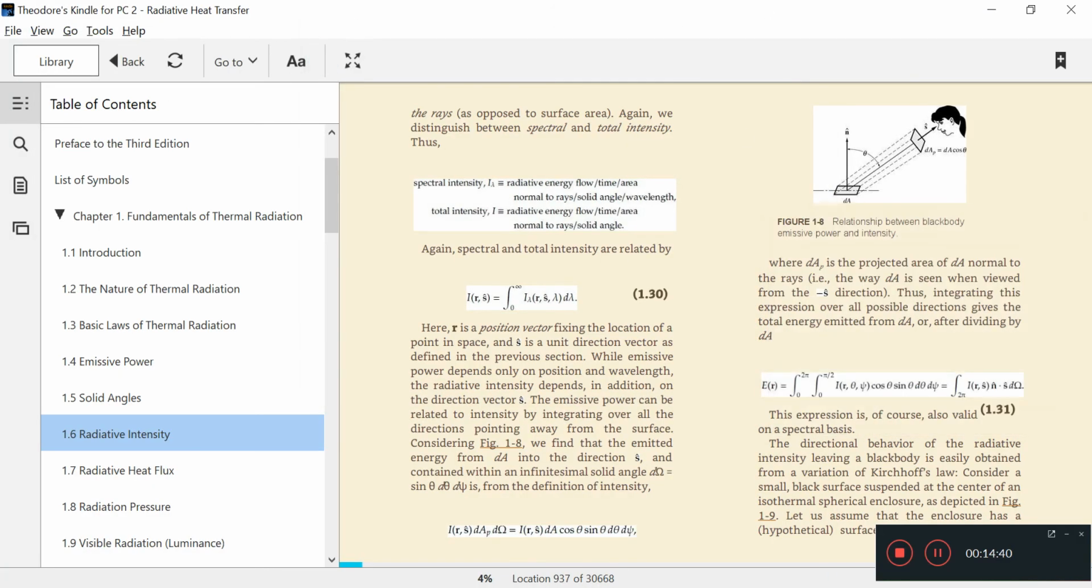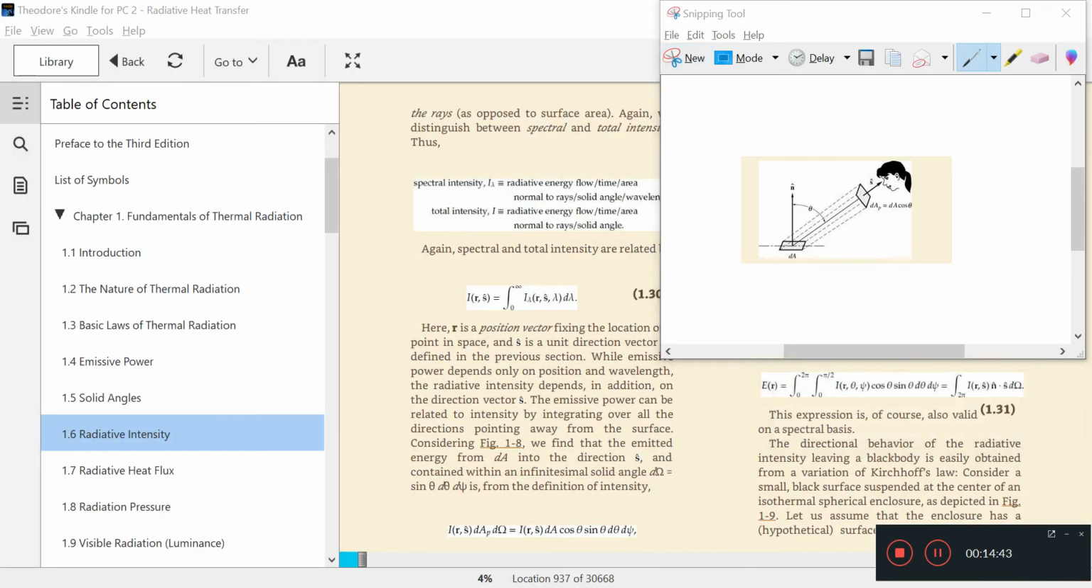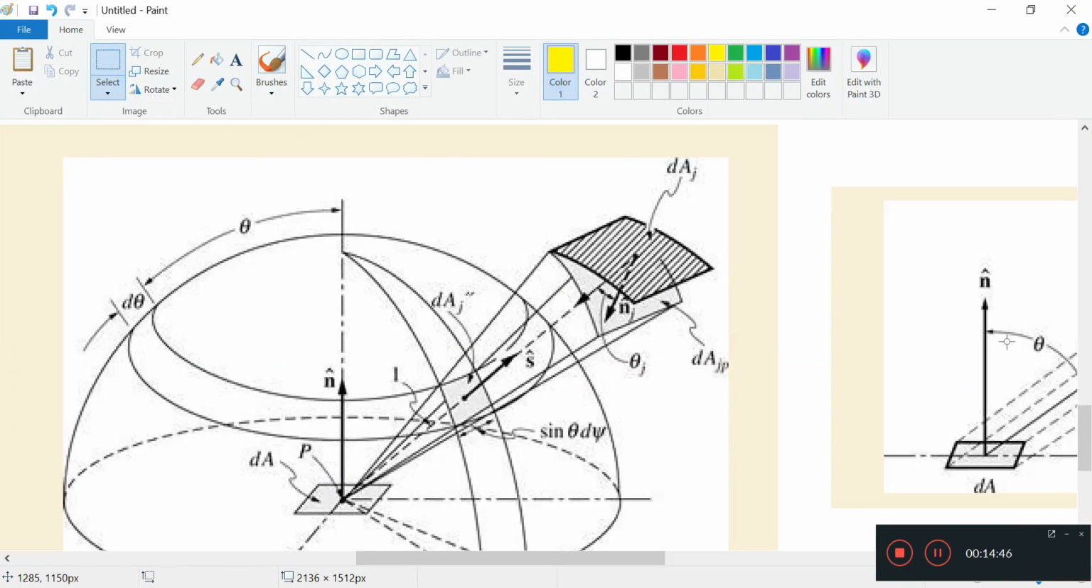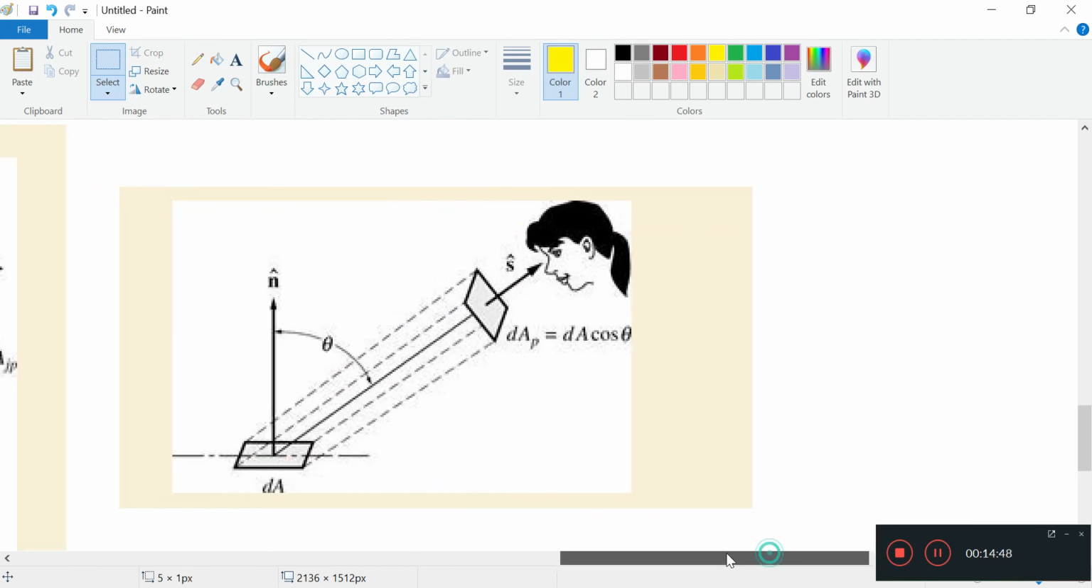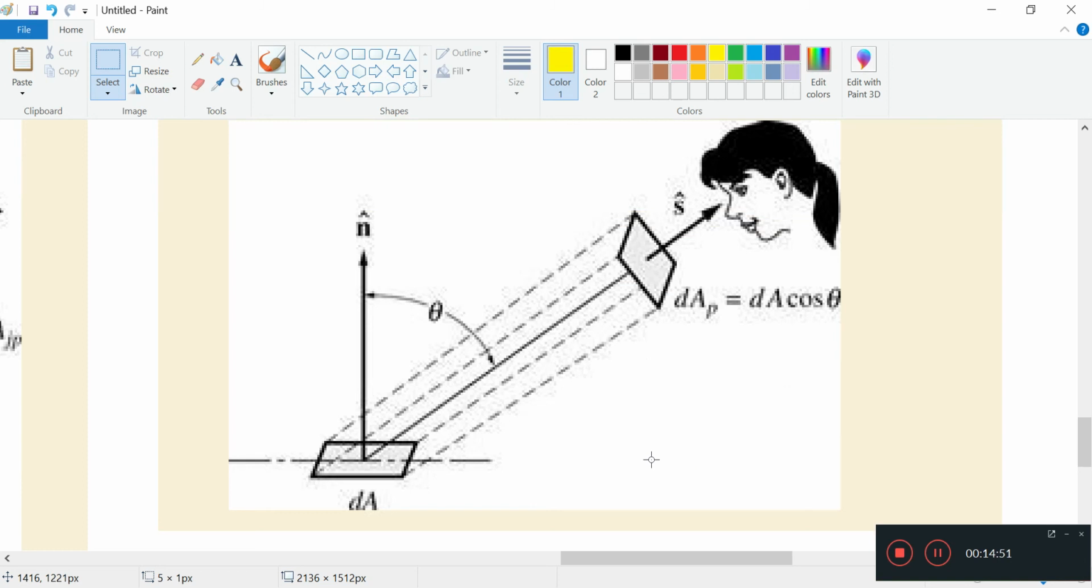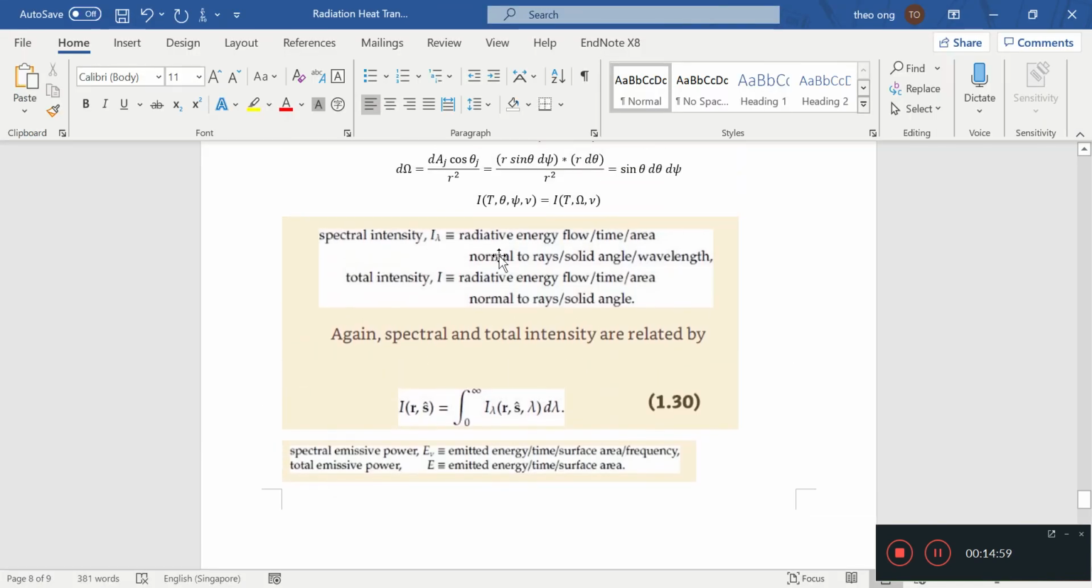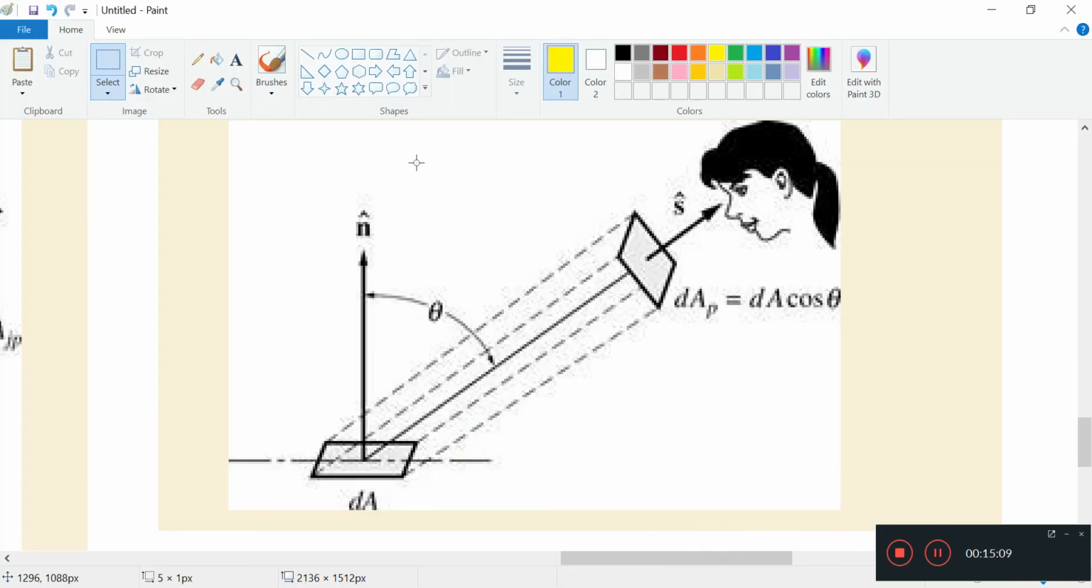So let's take this picture here, put it like this. We have this cute little picture, and what is this intensity talking about? It's radiative energy heat flow per unit time per unit area normal to the rays. So what is this area normal to the rays? In this case, it will be this area here.